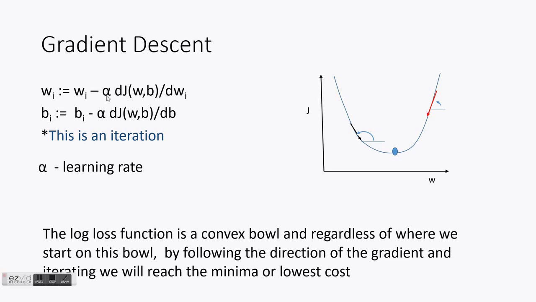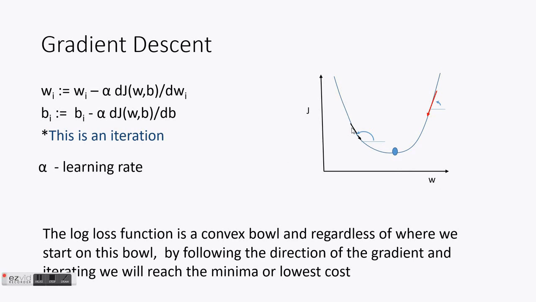So w minus alpha times a small positive number will be a small positive number subtracted. Essentially, from the current value of w_i, I subtract a small positive number, which gives a value that will be less than its previous value. So I will move in this direction, from the right to the left.